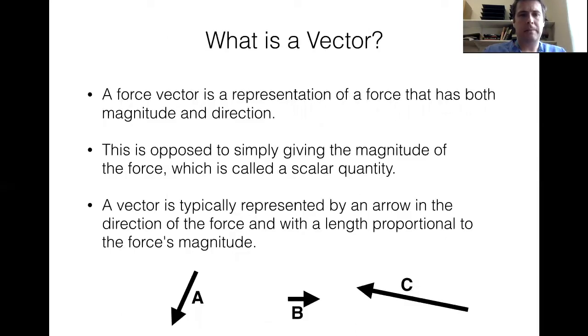So what is a vector? A force vector is basically a representation of a force that has both magnitude and direction. This is opposed to simply giving the magnitude of the force, which is called a scalar quantity. These are a couple of examples here of vectors, A, B, and C. Vectors are typically represented by an arrow in the direction of the force, and the length of this arrow is proportional to the magnitude of the force. So we can see that the greatest force in this example is force C.